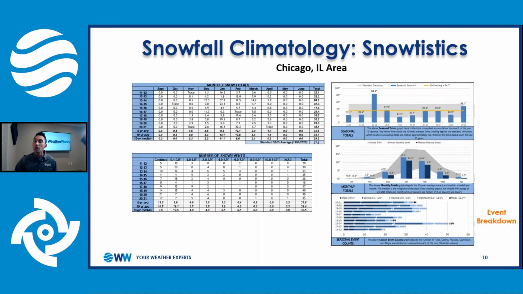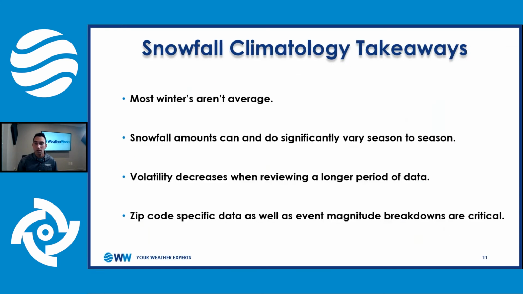Additionally, on the bottom, there's event magnitude breakdown, because it's not only important that we understand the snowfall climatology, it's also important, especially budgeting time and material, to understand how many salting, plowing, and significant events you could expect in any given year, or what the maximums and minimums could be. So a lot of really powerful data available to you in a Snowtistics report, which is all part of a snowfall climatology. So some quick takeaways right off the bat.